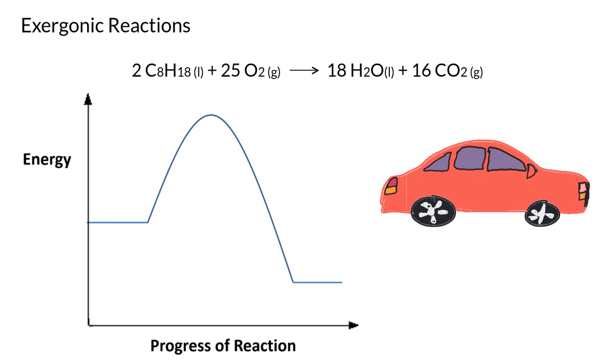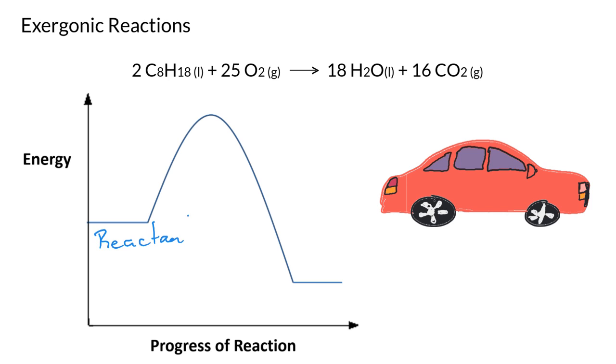We're going to use the combustion of gasoline as an example to talk about exergonic chemical reactions. Exergonic reactions are reactions in which energy is released over the course of a chemical reaction, and so the products are going to have less energy than the reactants. In the example of gasoline, we have our reactants, like in all chemical reactions, starting on the left side.